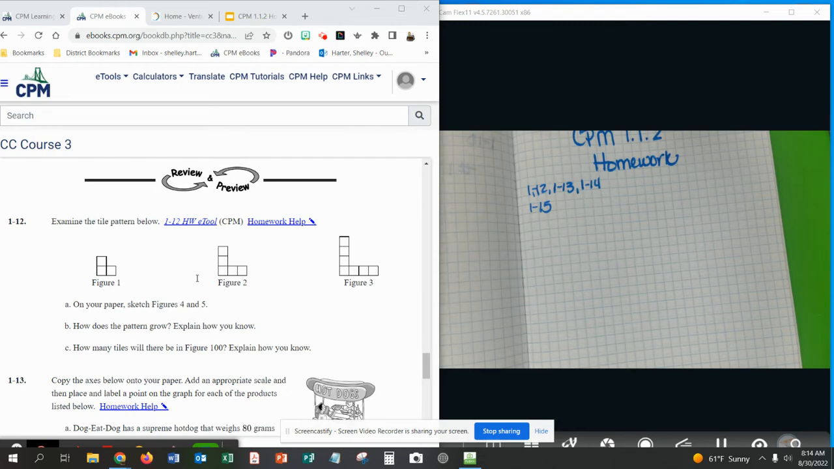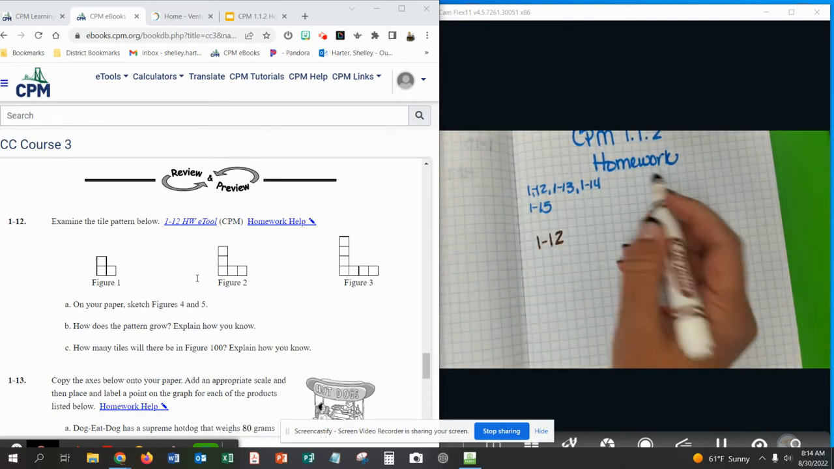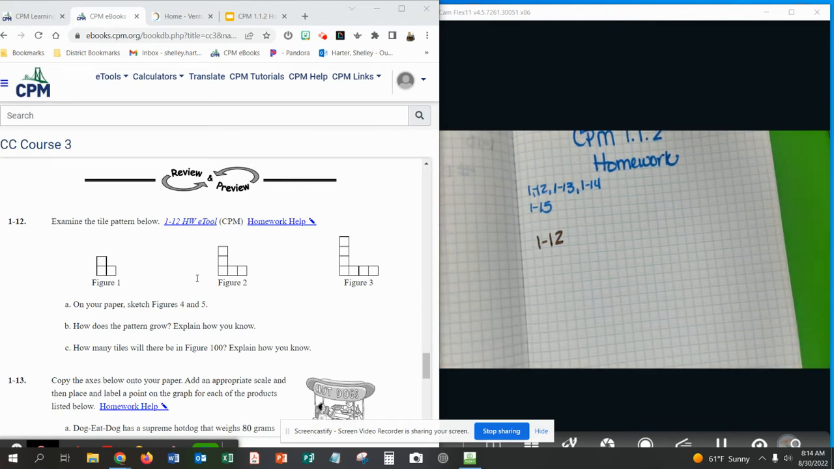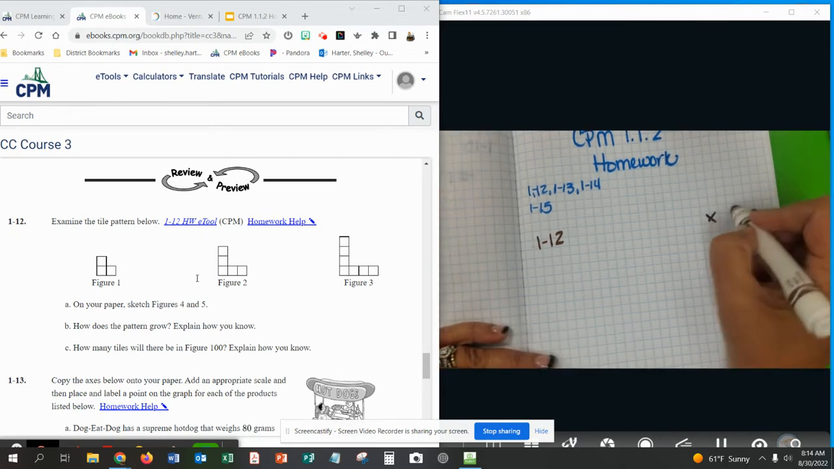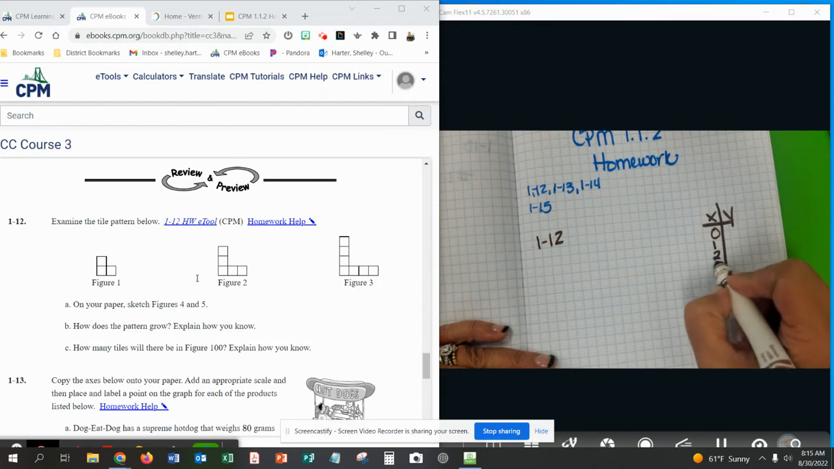So in 1-12, they want you to do the same thing that we did in the lesson. They have given you figure 1, figure 2, figure 3. They want figure 4 and figure 5. So the first thing you should do is make an X and Y table, just like we learned in the lesson today. And you're going to go 0, 1, 2, 3, 4, 5, 6, 7, 8.